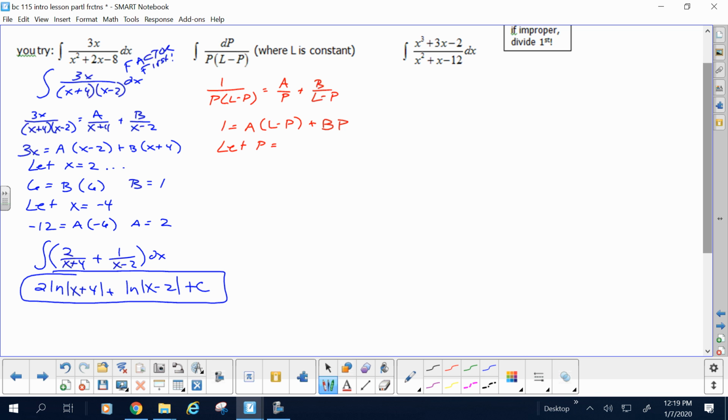How's it going? What's one thing you let P equal? 0 and L. 0 and L. Sounds good. Did you get A and B are both 1 over L? Yeah. Okay.